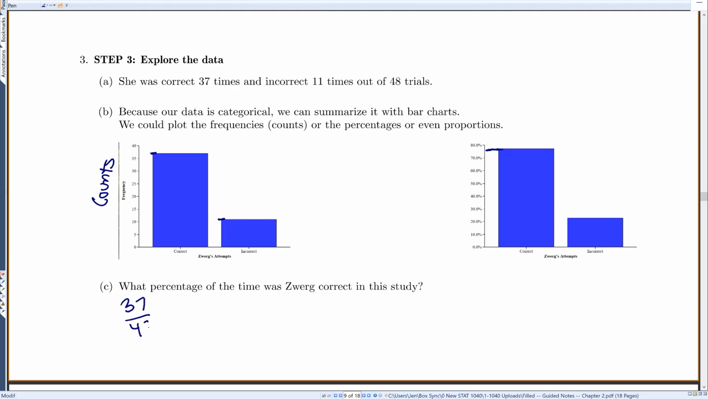So 37 divided by 48 equals 0.77. Okay, and remember our symbol for that, our sample proportion, is p hat. Or if I want to change it to a percentage, 77%.